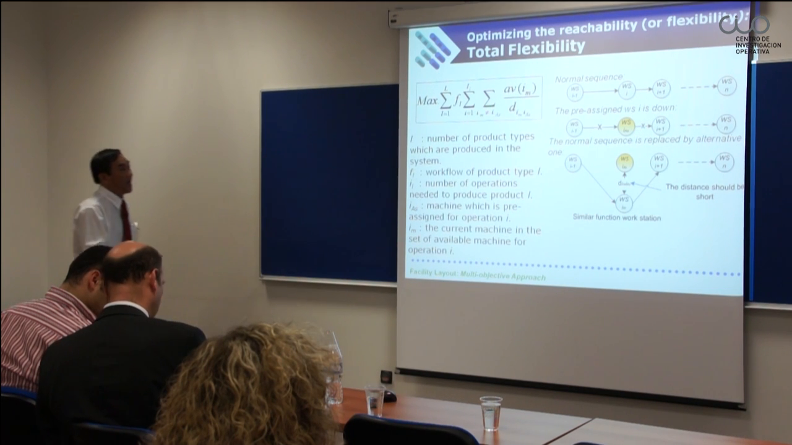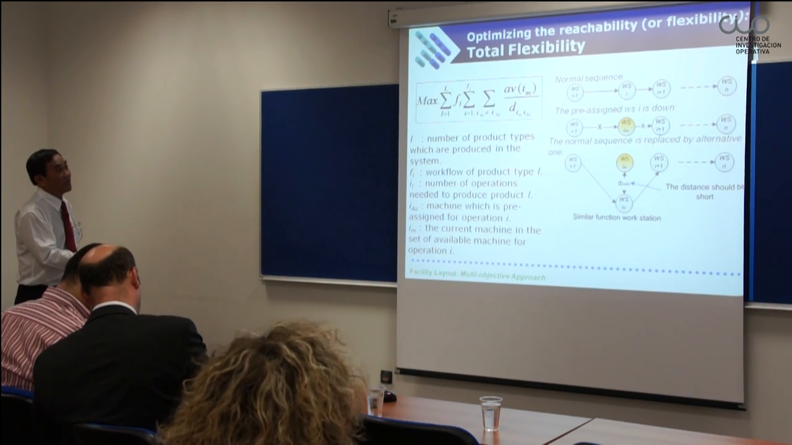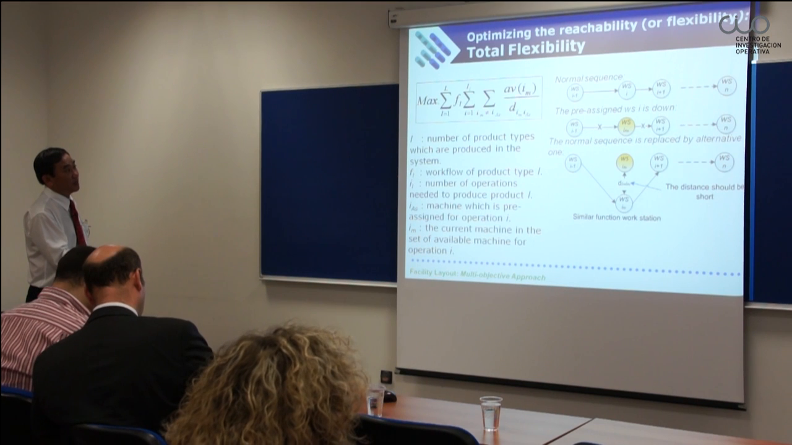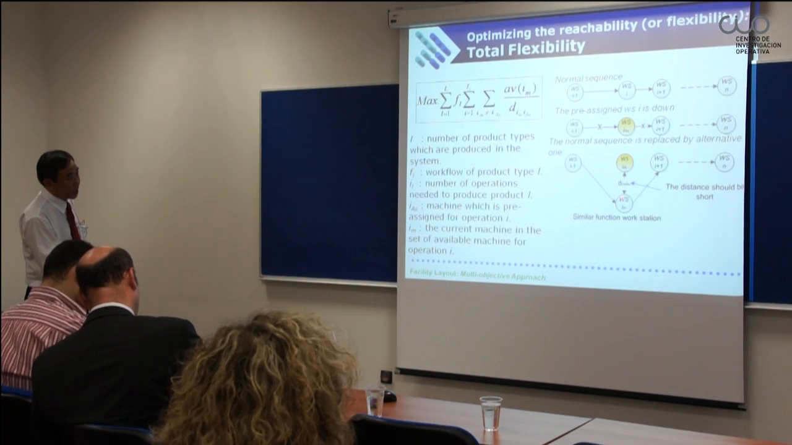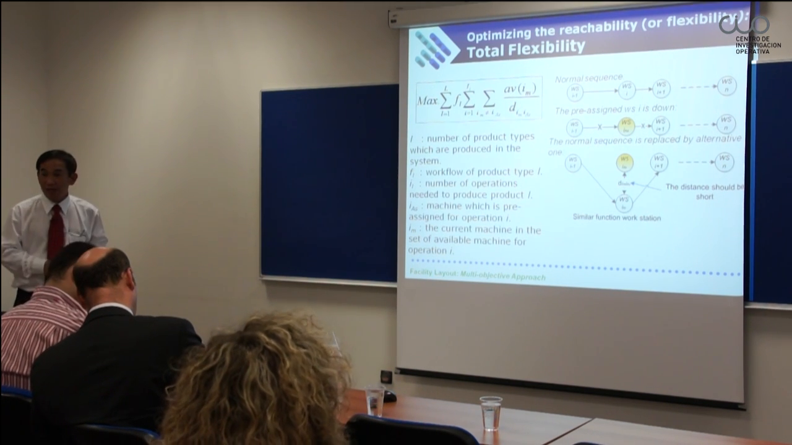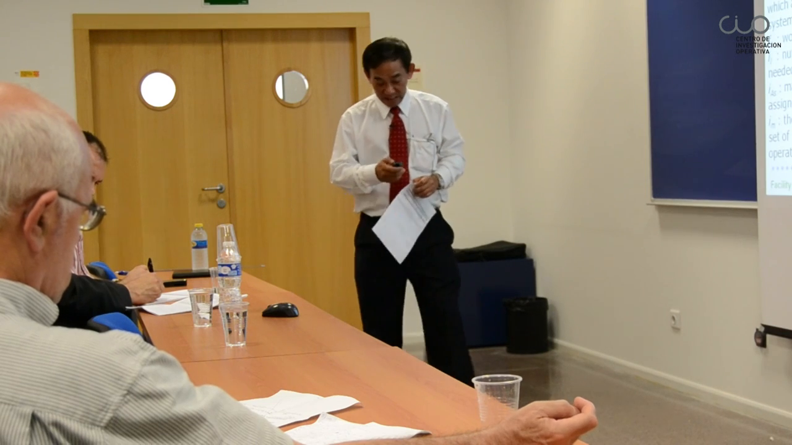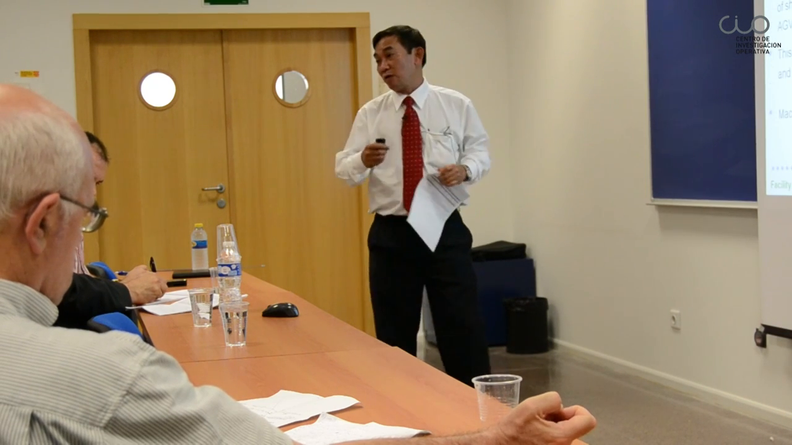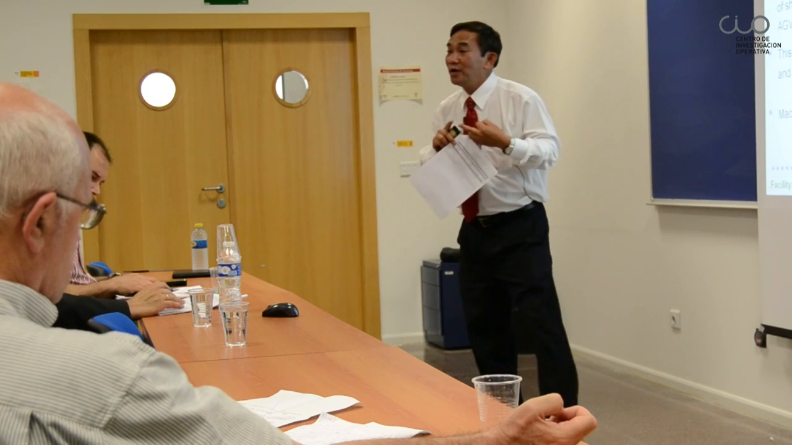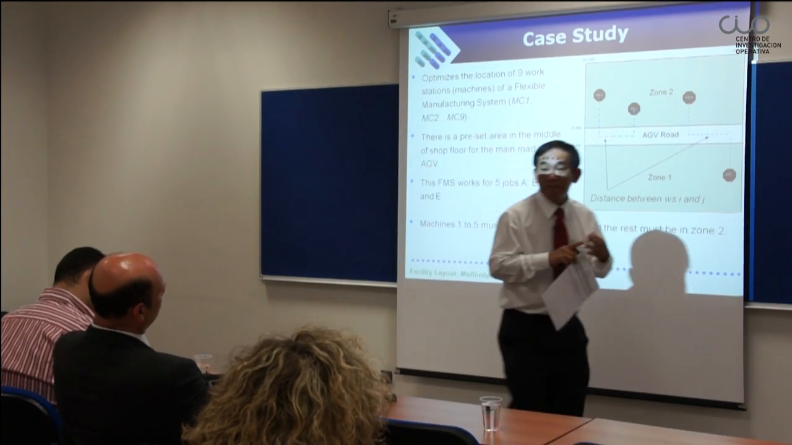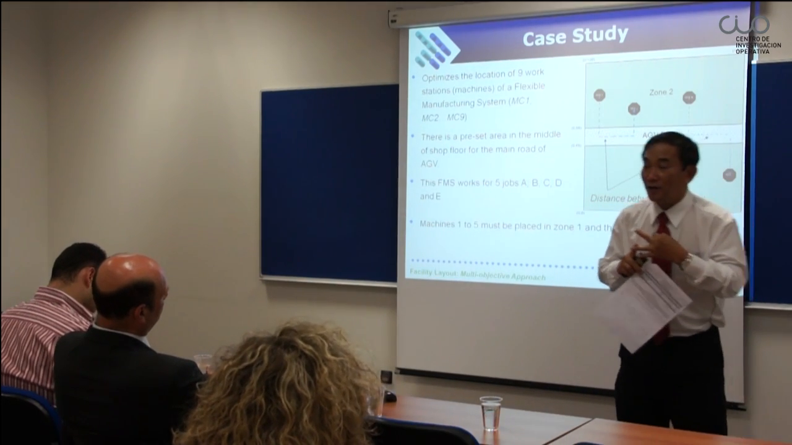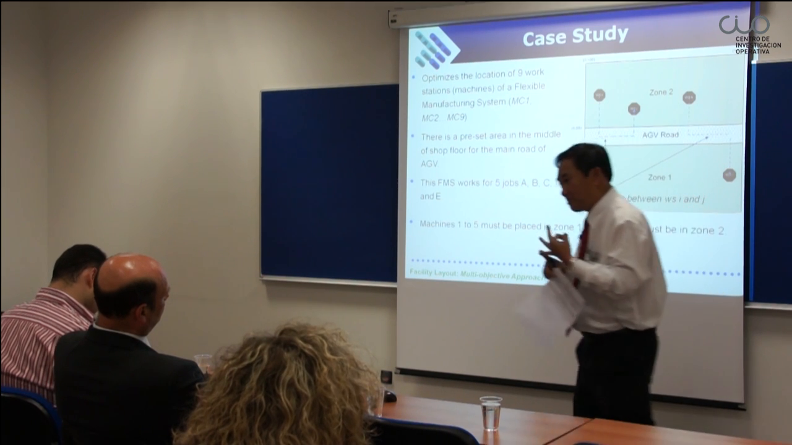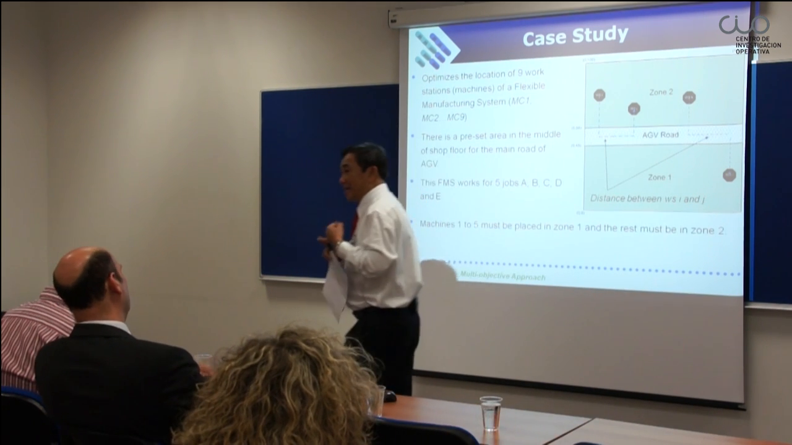In this case, I define the flexibility by taking the availability divided by the distance here. And this objective must be maximized. So in total, I have three objectives: minimize the total travel time, maximize the total closeness rating score, and maximize the flexibility.